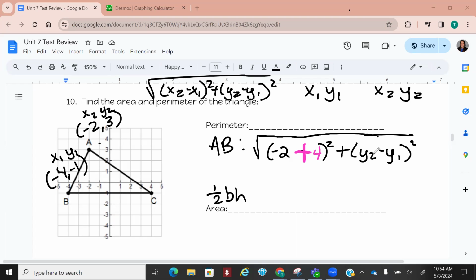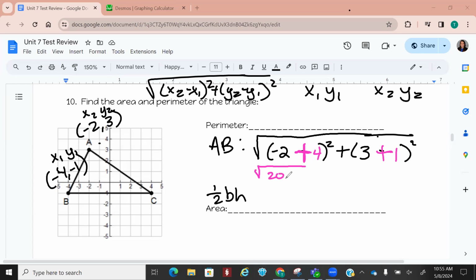Now we're going to take our y2. What's our y2? Okay, so we plug 3 in. And then what's our y1? -1. It's now going to be positive because there's a negative. Now, when you plug all this into your calculator, you're going to get the square root of 20.